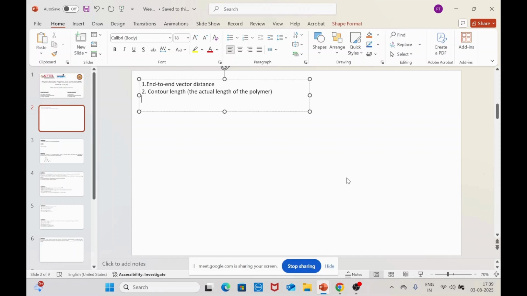Basically, when it is in a stretched state. So the end-to-end vector distance will be equal to the contour length when the polymer is stretched.